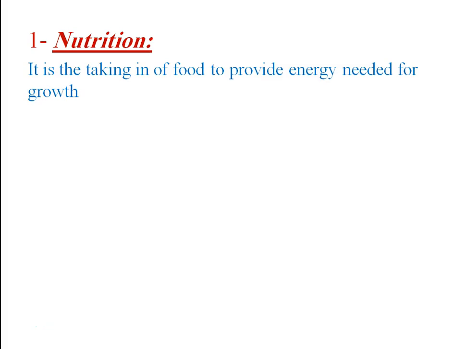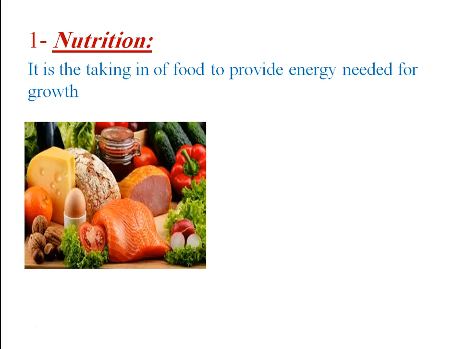So one of them is nutrition, and we need to know the definitions of each of these. So nutrition is defined as the taking in of food. Why do we take in food? To provide energy needed for growth. So most of the animals or humans will feed on food that is complex, proteins, carbohydrates, fats, and so on. And then we digest it in our digestive system, and it goes into the blood, absorbed into the blood, and it will be used by the body.